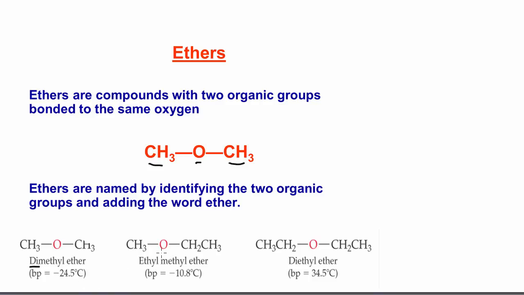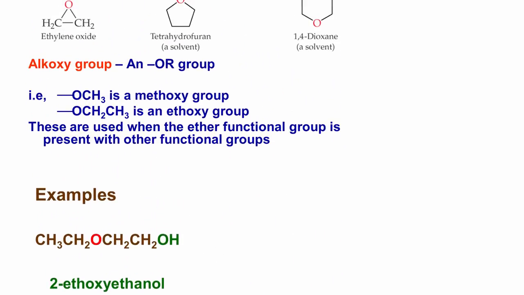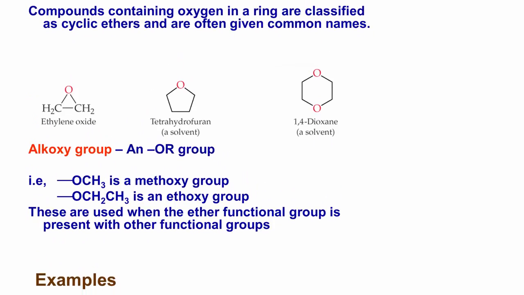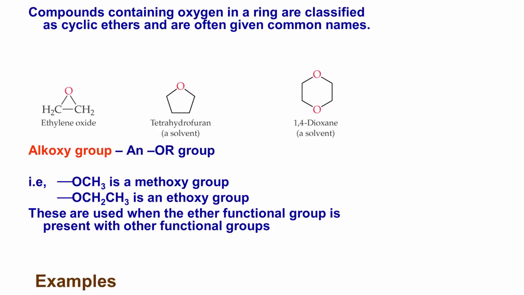This one has a methyl group and an ethyl group bonded to the oxygen. Ethyl has alphabetical priority. This would be ethyl methyl ether. This one has two ethyl groups bonded to the oxygen. We would call this diethyl ether. In this case, I will hold you responsible for the common naming. Now, let's go up here and we'll learn how to name ethers using the IUPAC naming system.